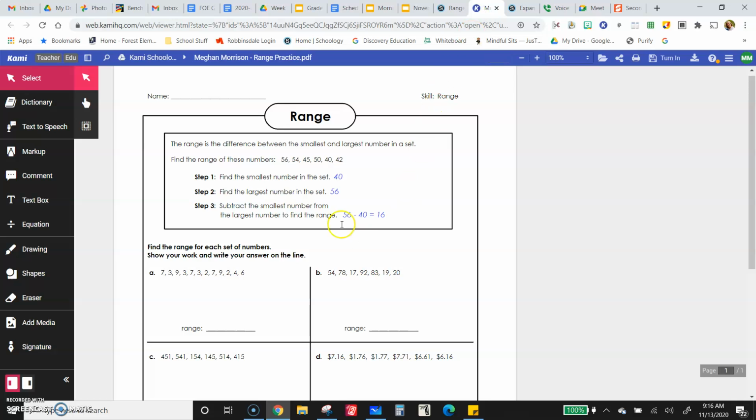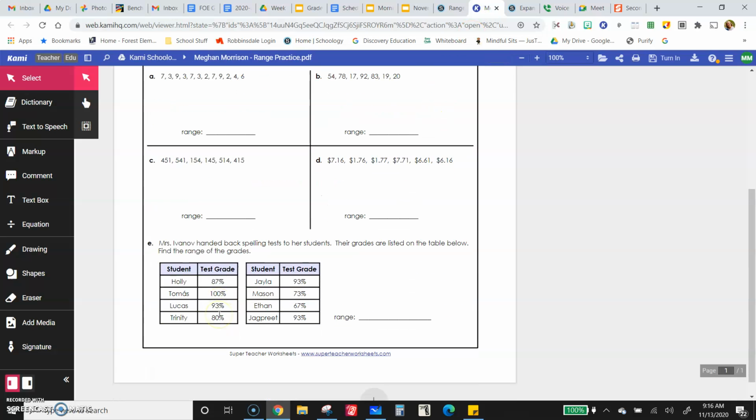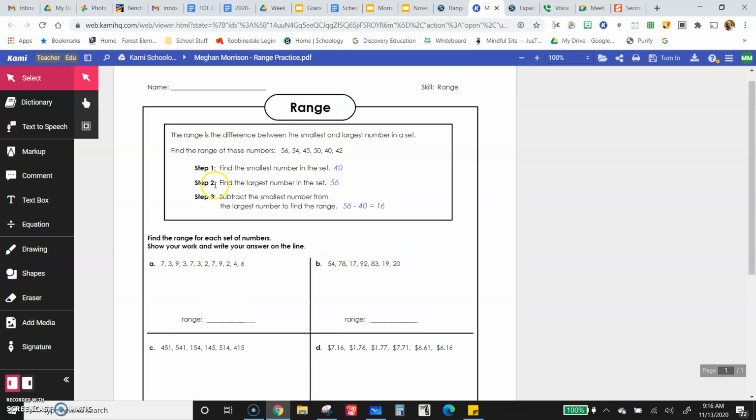Here's what your worksheet looks like. Okay, so it's just a lot of data sets. And then find the smallest number. If it helps, write them in order from least to greatest. Or just find the smallest one, in this case 40. Find the biggest one, 56. Just subtract to find the range.